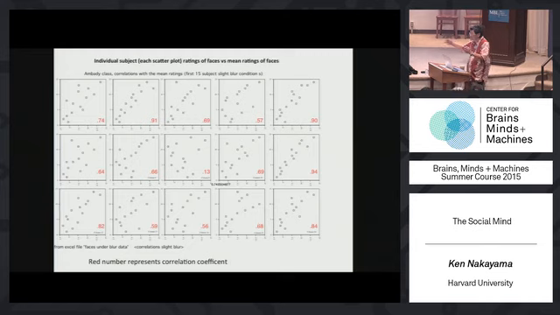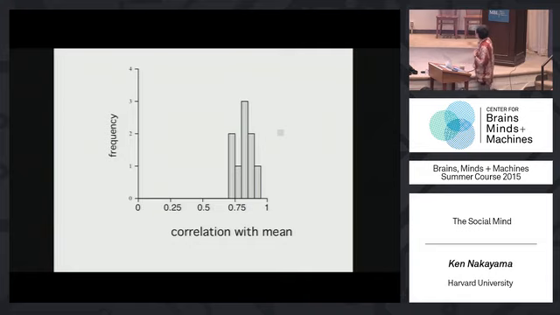Of course, these are Harvard undergraduates. They all have the same kind of mentality. Perhaps that's the point. But the correlation with the mean, this is just from one of my courses, is unbelievable. The agreement of who's attractive and who's not attractive is astonishing.